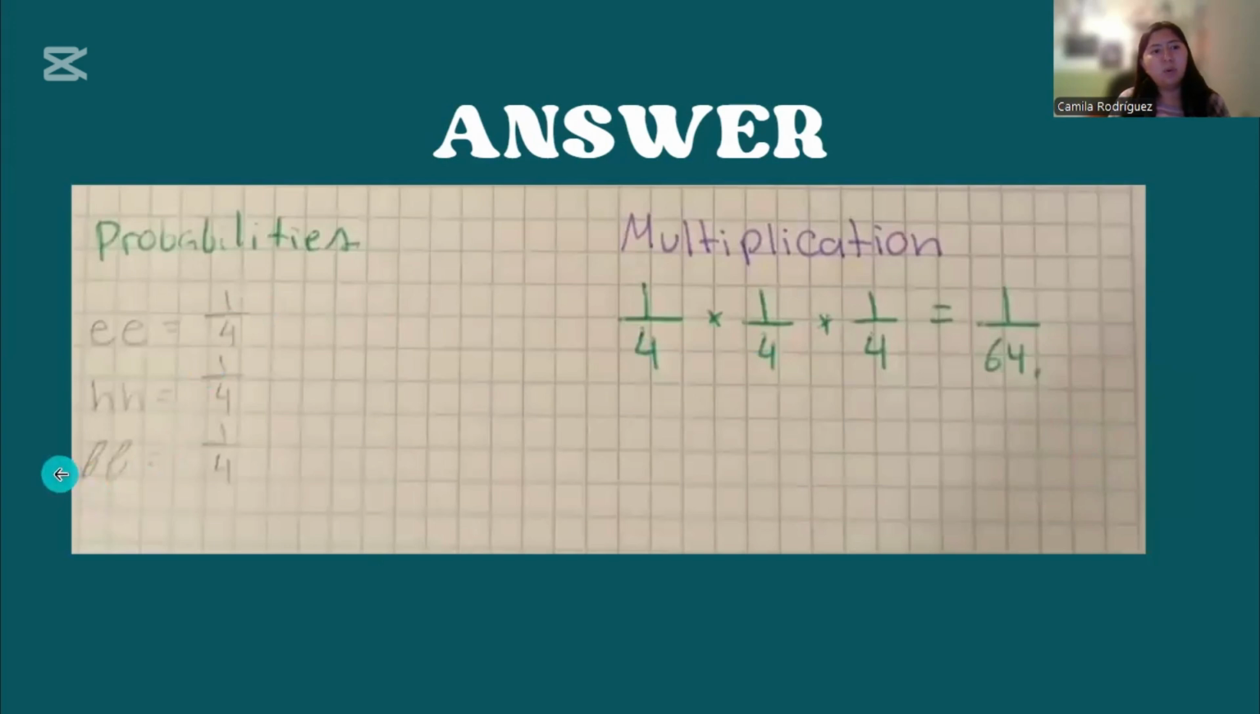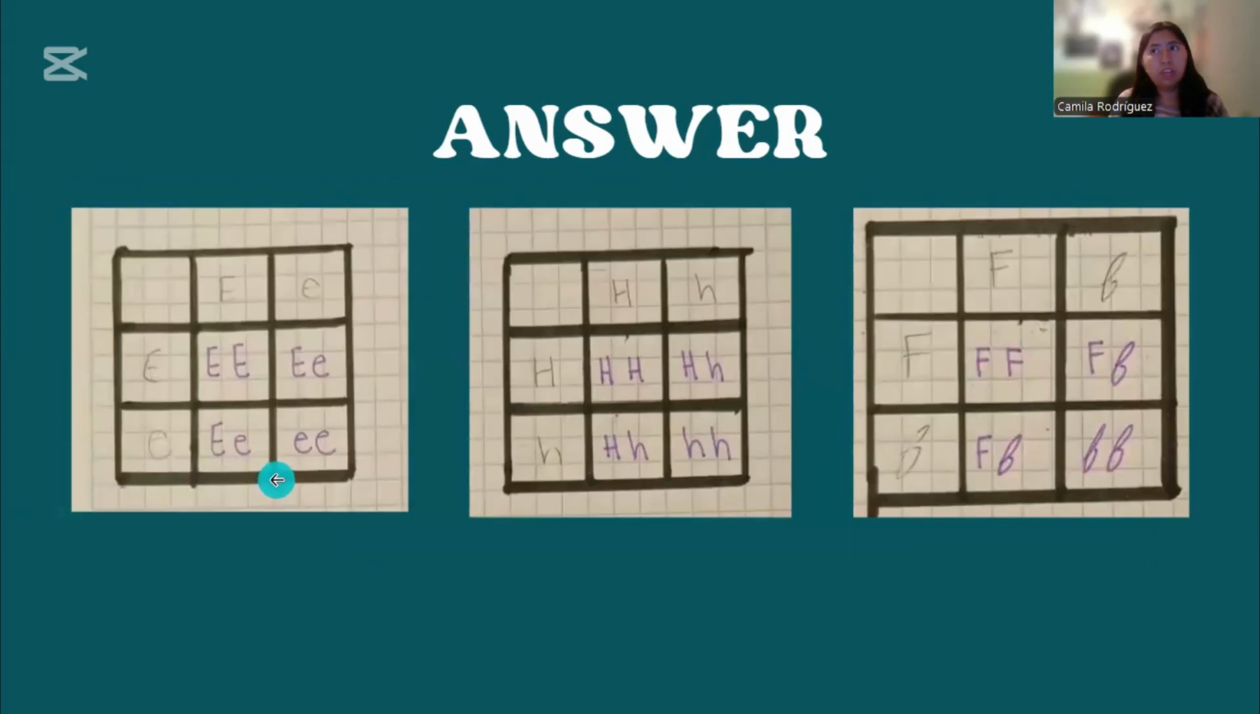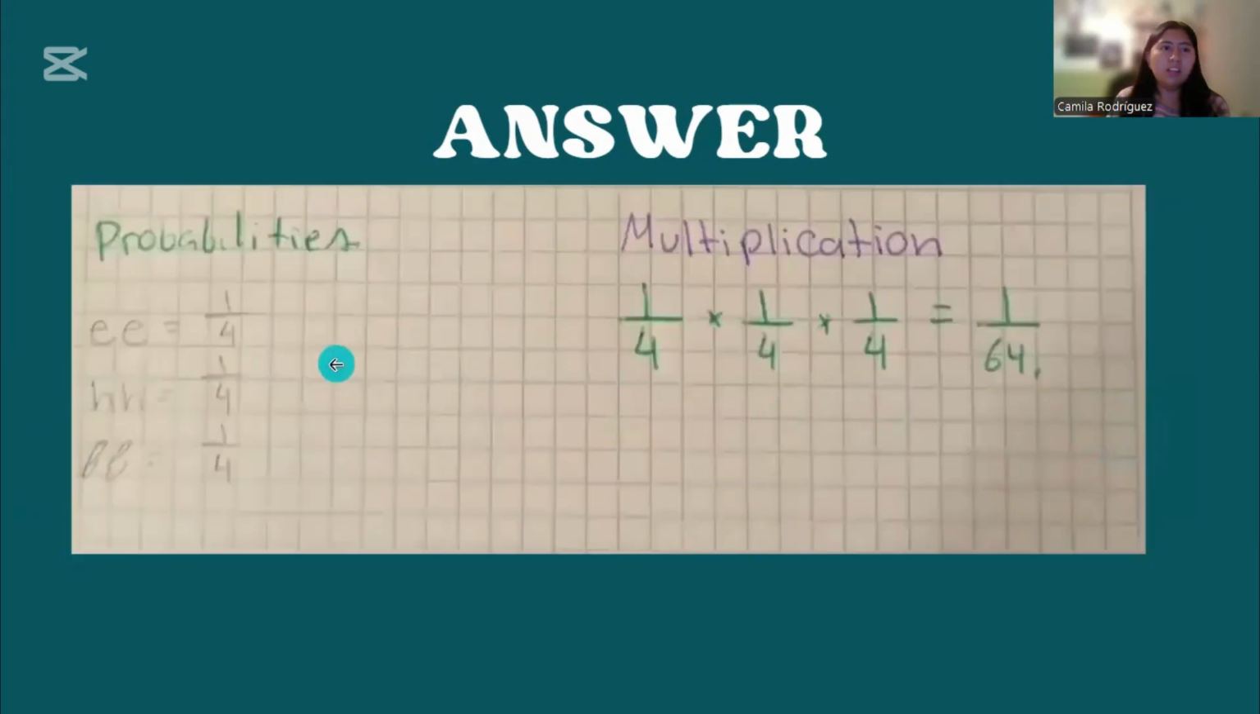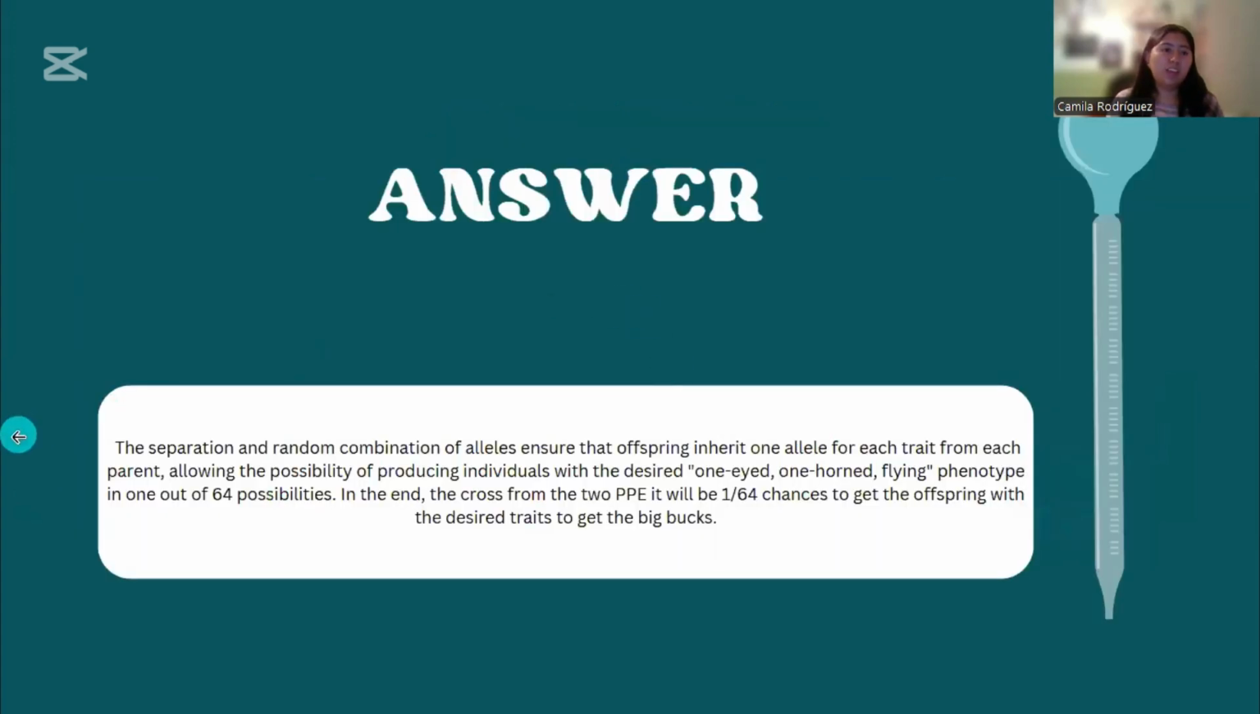Since they are asking for all of the genes to be recessive, we can see that it's 1 over 4 of the table, 1 over 4 of probabilities, and 1 over 4 answers that we got before. So 1 over 4, 1 over 4, and 1 over 4. We do the same as in the previous exercise, where we multiply the probabilities and we get 1 over 64. The answer was asking to be written, so this is my type of answer.